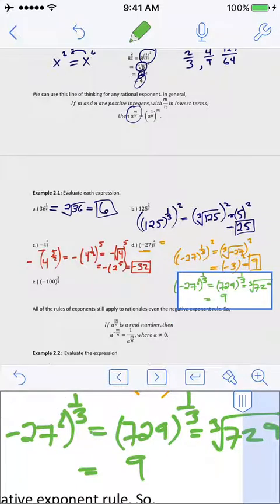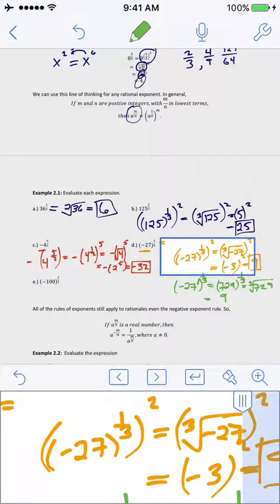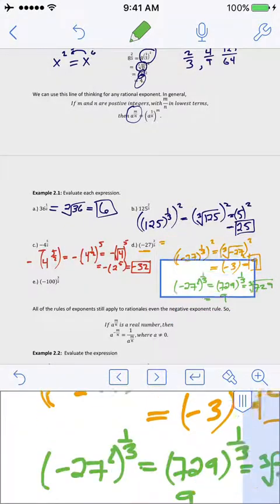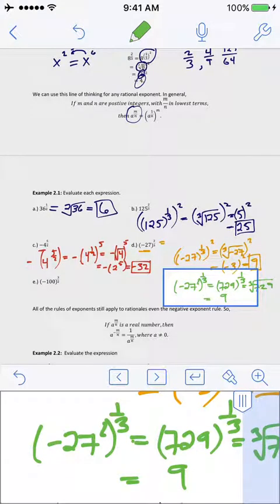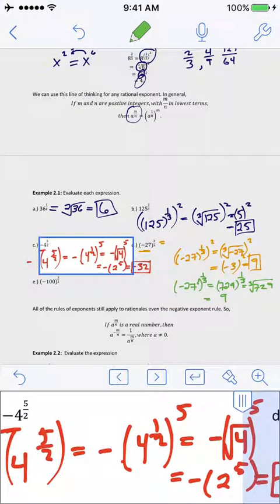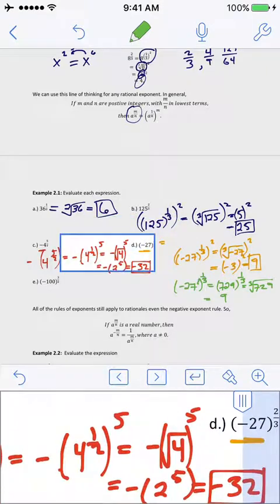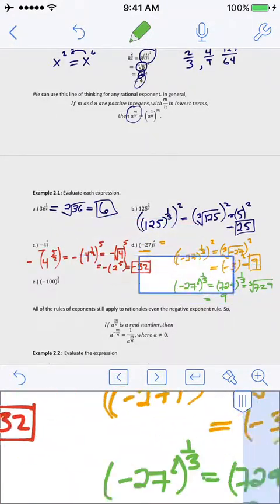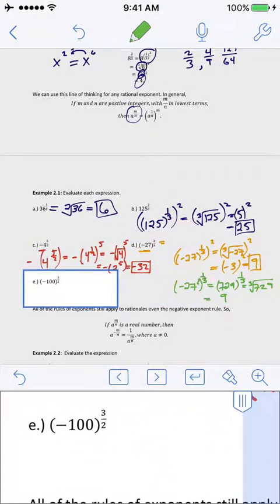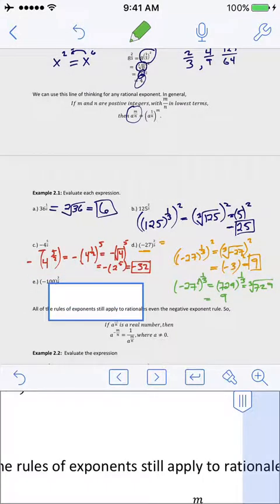But if I didn't want to deal with a number like 729, then I would take the cubed root first and then deal with the squared root, right? And even if you did that on something where you didn't have an answer, it would have ended up the same way. Okay. All right. Last one.